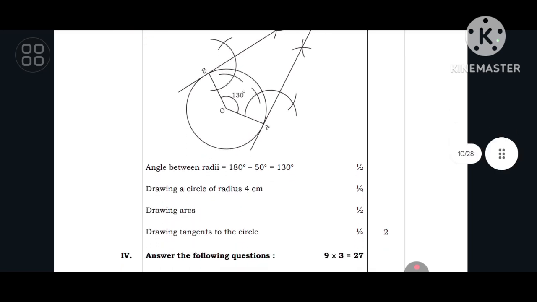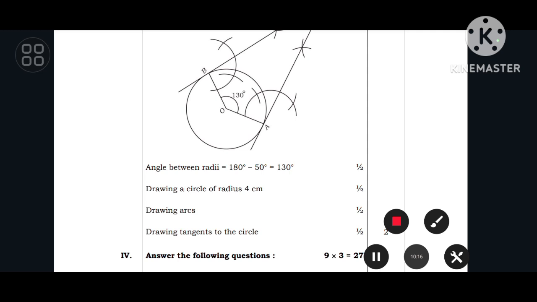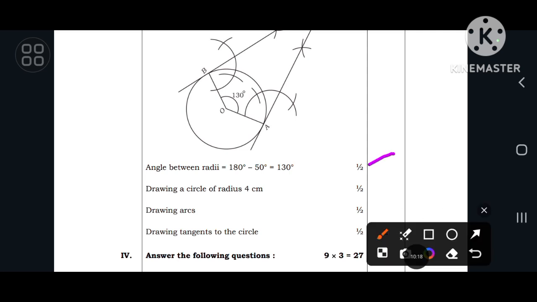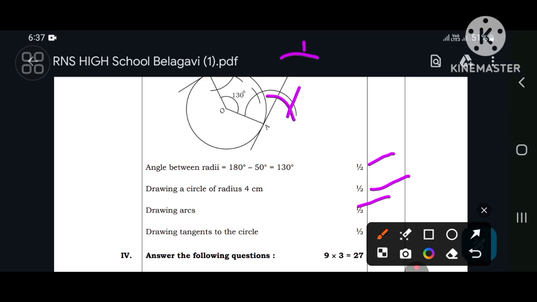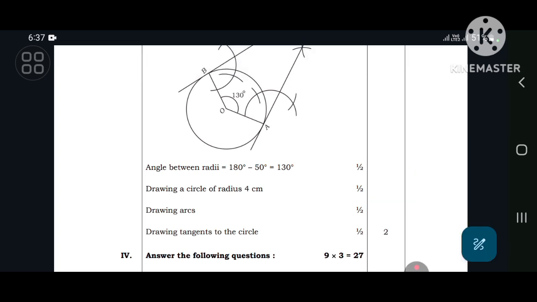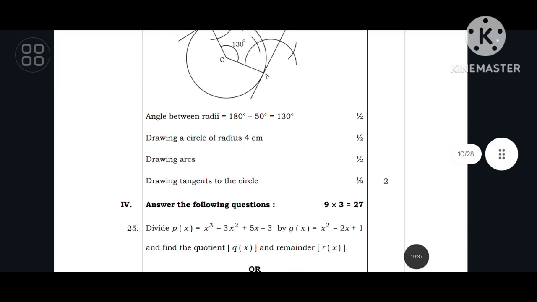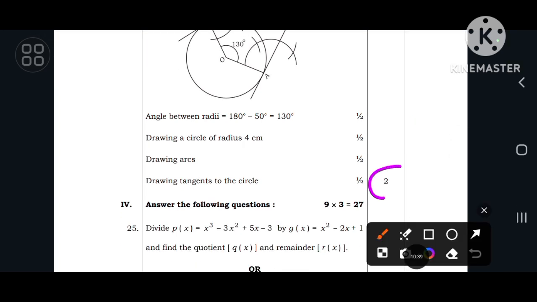And see the distribution of marks as they have given here. You can see half marks for the angle between the radii, drawing a circle of radius 4 centimeter. They have given half marks, and again here half marks for drawing arcs. These are the arcs, these cuts are arcs here, and you can see they have asked this question for a total of 2 marks. These are the marks distribution.